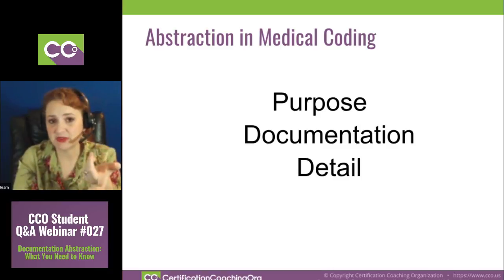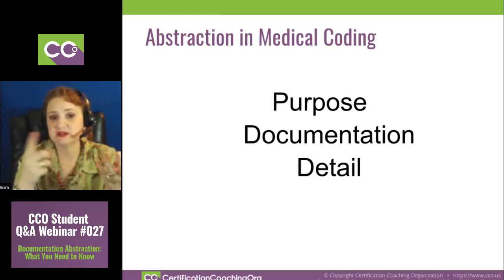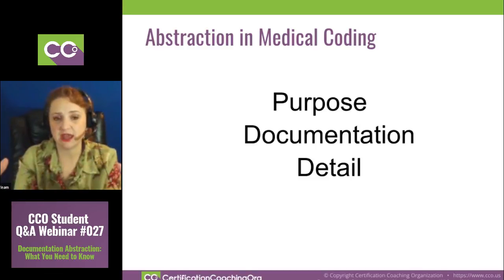We expect to see something from anesthesia. We expect to see something from respiratory therapy after a person has a surgery to make sure their lungs are working well. And then we expect to see a discharge summary. So the documentation that we're looking at is going to be pertinent for us to abstract the codes.